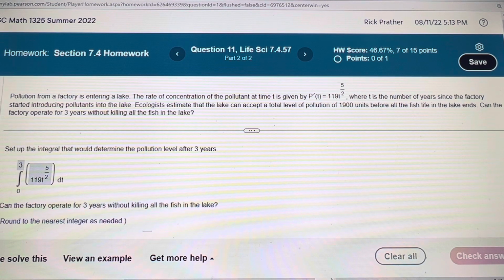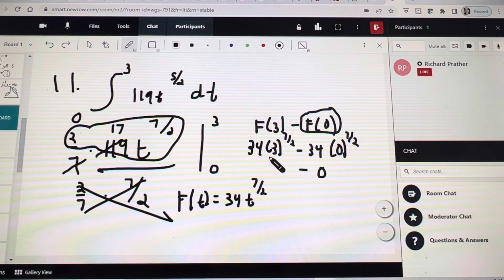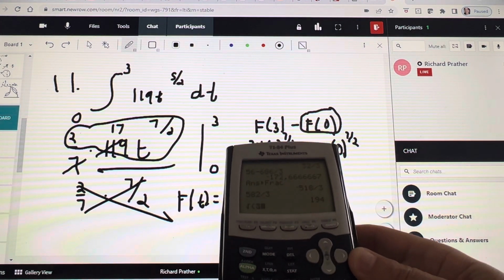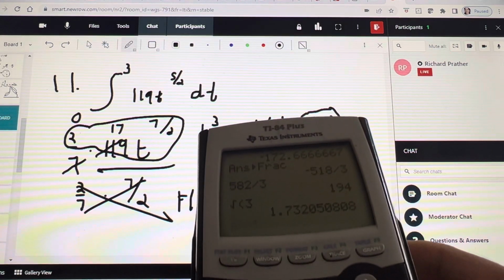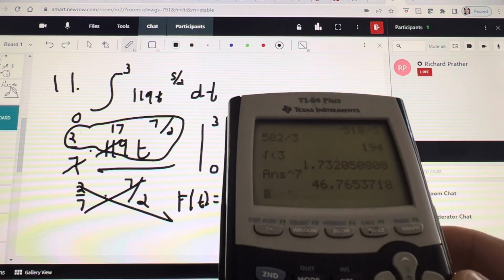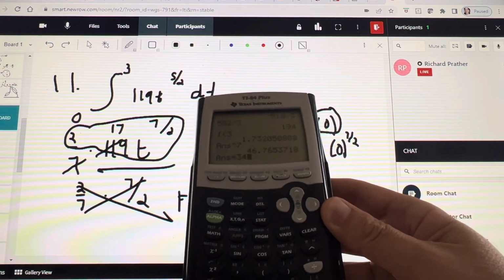Okay, so we're going to have to do a decimal here. I was going to do the square root of 3 first and then raise it to the 7th power, but the square root of 3 doesn't come out exactly. So the square root of 3 as a decimal is there. Raise that to the 7th power and times 34.